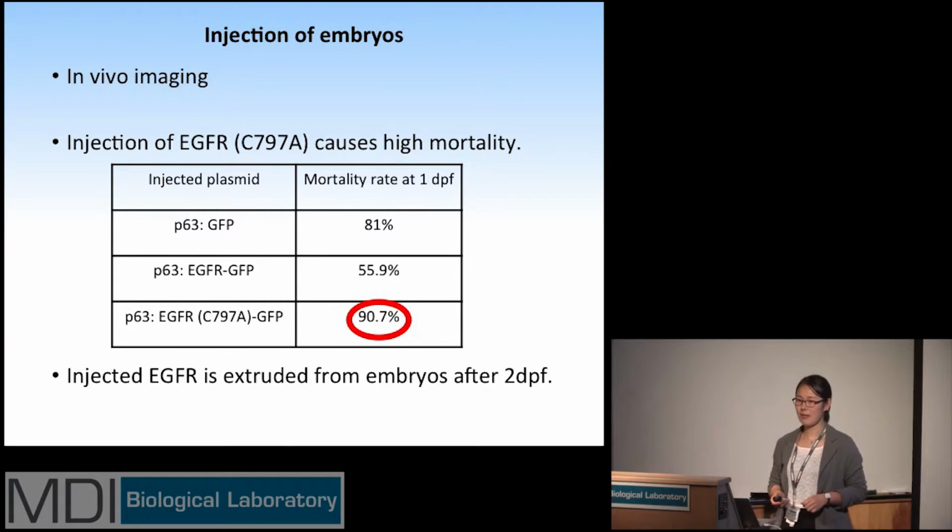Also, I see that both the cells that express the mutated EGFR and the wild-type EGFR in the zebrafish embryos somehow get extruded 2 days after fertilization and injection. So right now we are trying to optimize the concentration and the volume of the injection solution so that we can hopefully get persistent expression and wait for the fish to develop up to the optimal age for in vivo imaging.